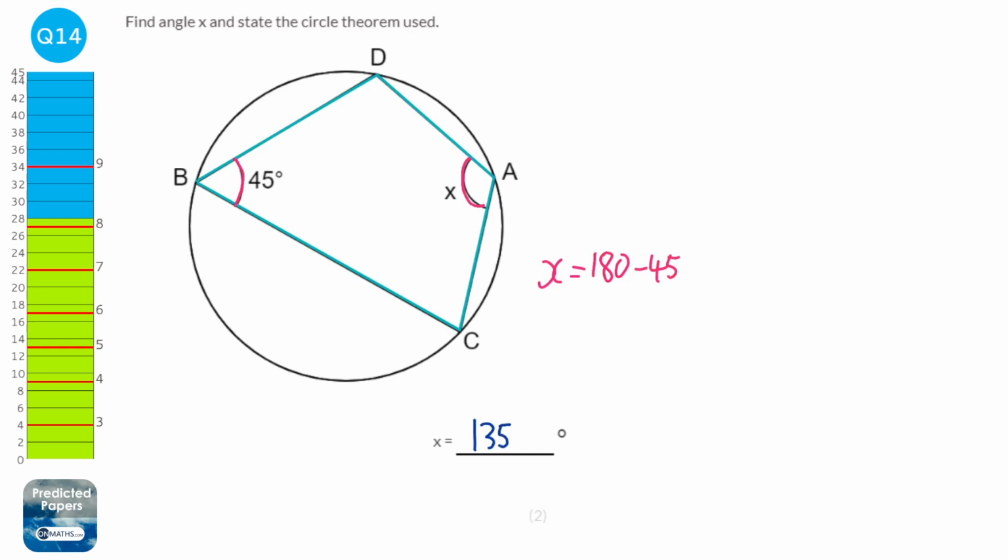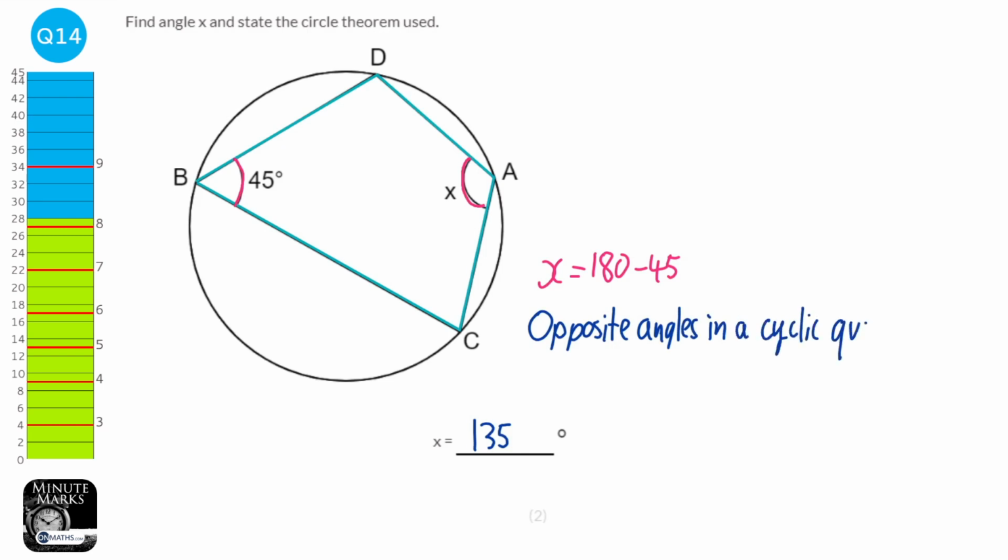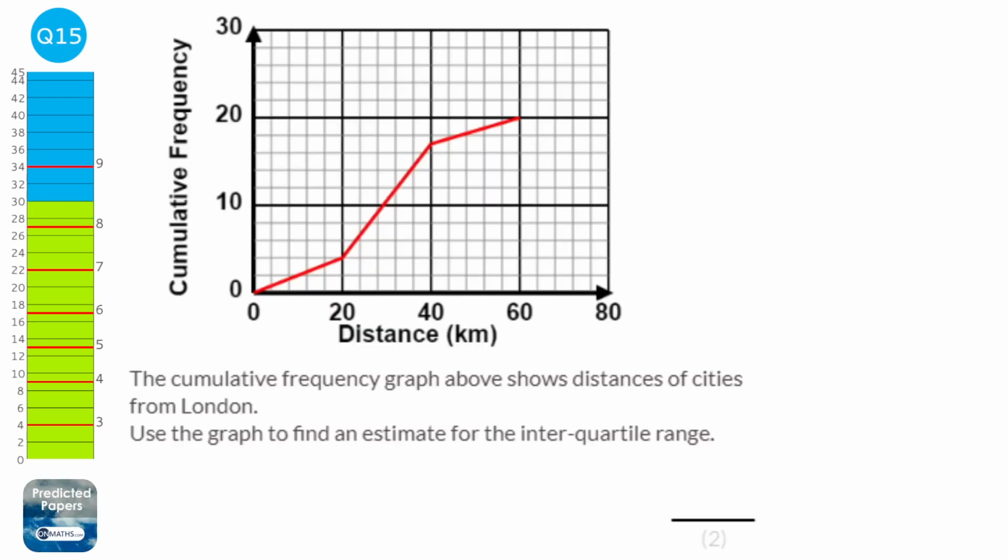And the reason we state is that opposite angles in a cyclic quadrilateral add up to 180.